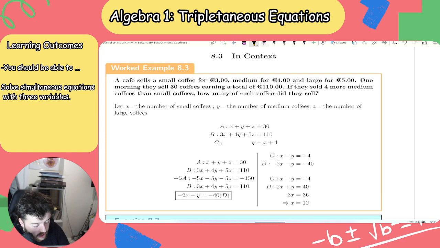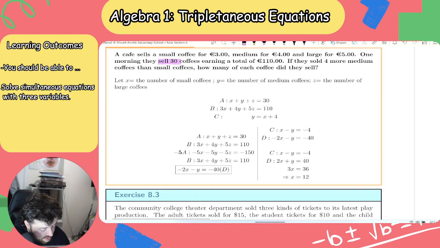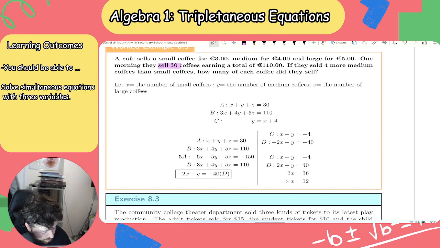So they sold 30 coffees. So the number of the small plus the number of the medium plus the number of the large is equal to 30. I know they sold the small for €3, the medium for €4, the large for €5, and they made €110. That's where that's coming from. And we know they sold 4 more medium coffees than small coffees, so Y is equal to X plus 4. So I have my system of equations there, and I just go about solving it like normal.